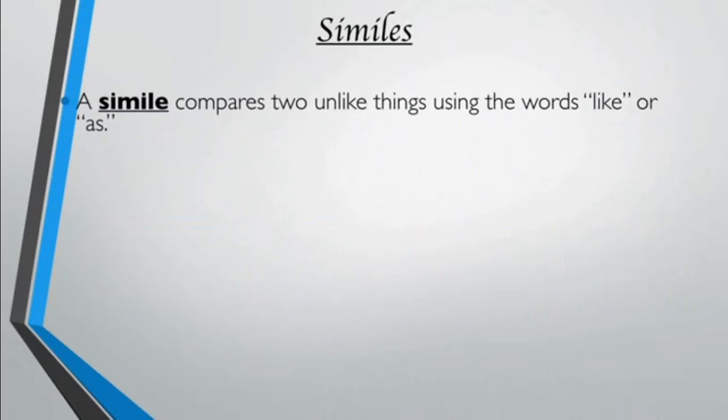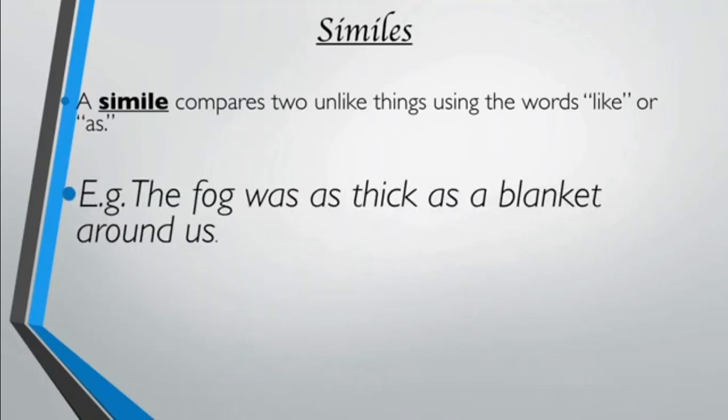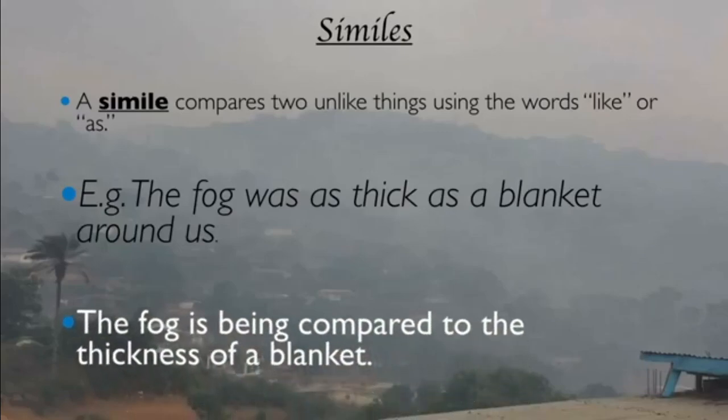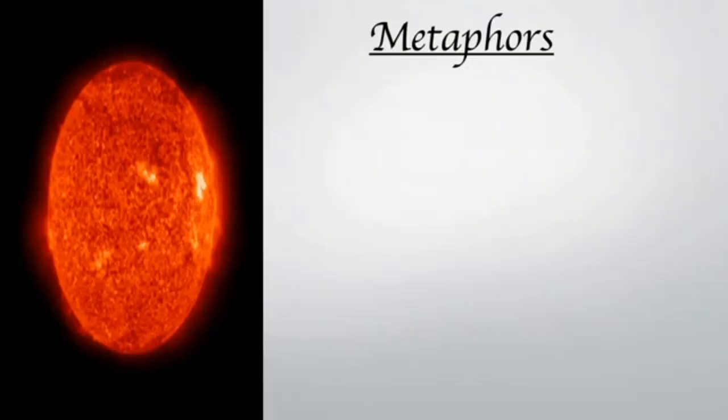A simile compares two unlike things using the words like or as. For an example, the fog was as thick as a blanket around us. Which 2 things are being compared here? If you said fog and blanket, you are absolutely correct. The fog is being compared to the thickness of a blanket. Let's go to metaphors.